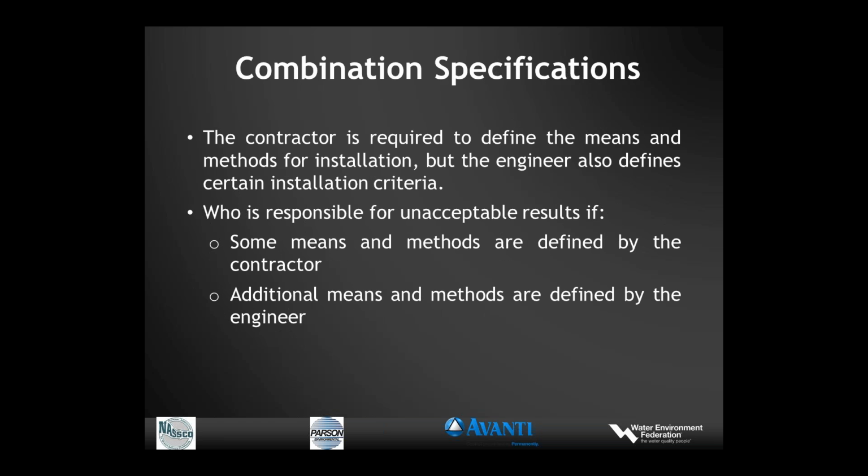Now, there are also combination specifications, and these are quite common in the industry. This is where the contractor is required to define means and methods, but the engineer does also. So in this case, who is responsible if the means and methods are all followed, but the results are unacceptable? Well, that can be questionable. The contractor certainly has responsibility, but the engineer might also. So that can raise questions.